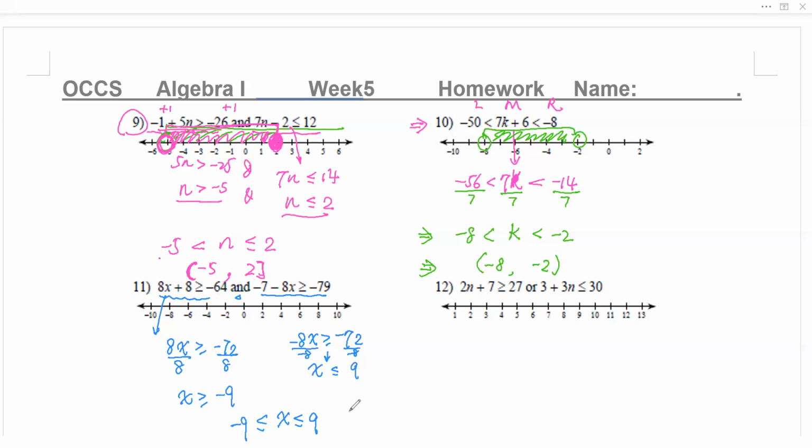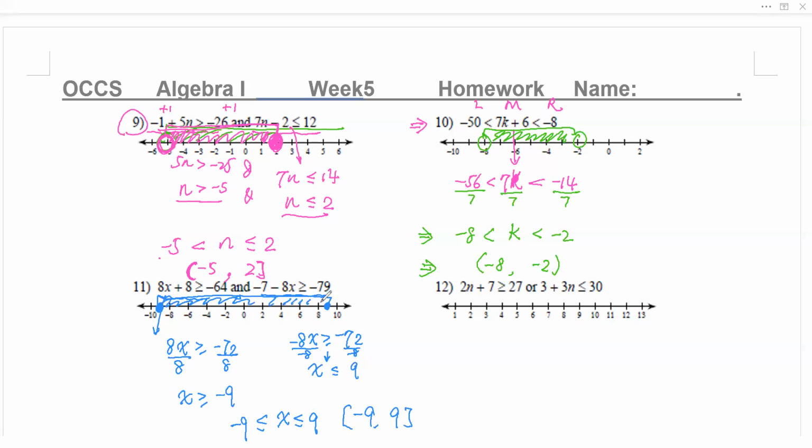So we write it this way: negative 9, comma, 9, using brackets on both the left and right. Negative 9 is right here with the fill, positive 9 is here, in between.